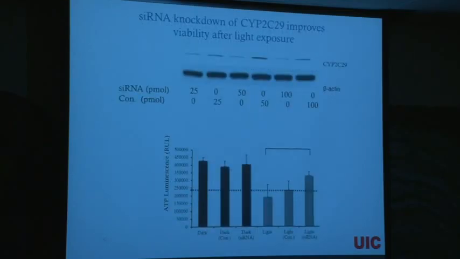Next question was, if in fact it was mediating its effect through 2C9, we should be able to provide some photoreceptor rescue by 2C9 knockdown. And so we performed RNA interference and did see some protection with 2C9 siRNA. Again, this is a murine photoreceptor cell line, so this is a typo. 2C29 is the murine homologue.